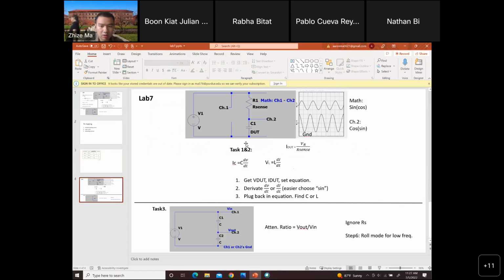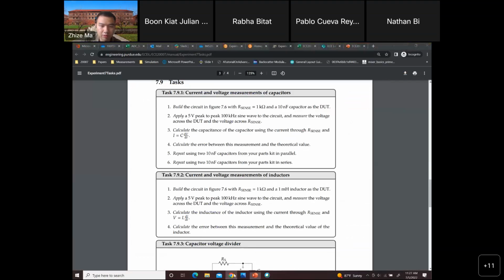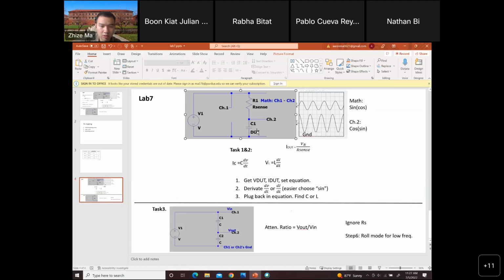Let's talk about task 1 and task 2. As I mentioned, for task 1 and task 2, you're going to build this circuit right here, which is figure 7.6. The R sense is already given. I think for task 1 it is 1 kilohm. Then you put the 10 nanofarad capacitor at the DUT, which is the device under test.